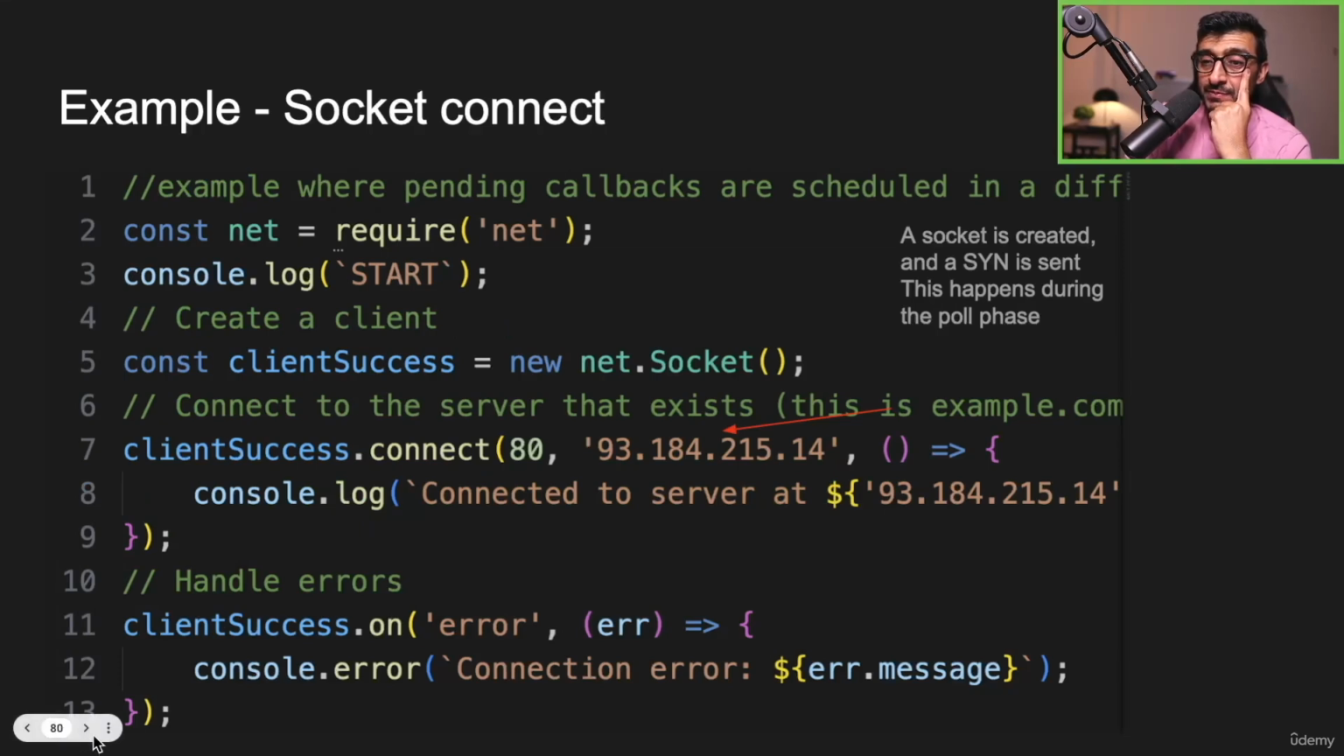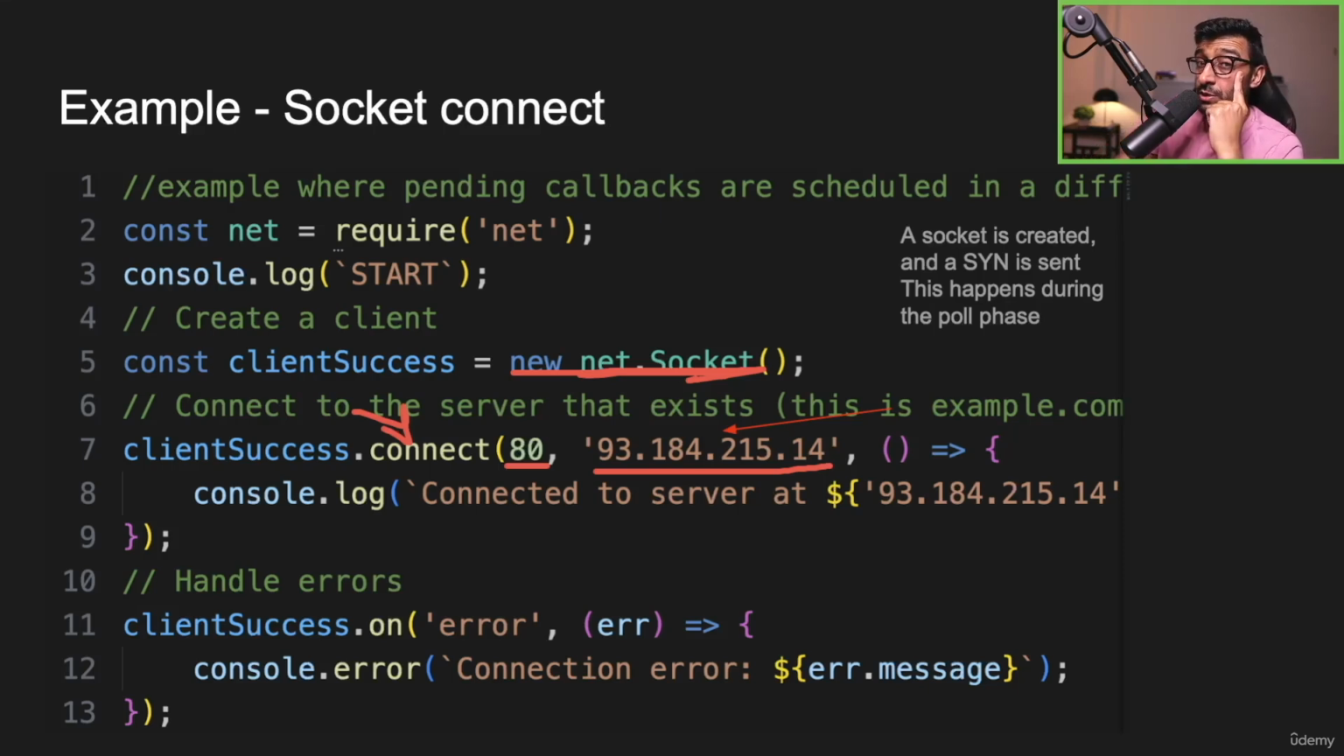So another example is socket connect. I am a client, and I'm gonna connect to a server. This is example.com, this is the IP address, and this is the port. So what is happening here is we're going to create the socket. The actual object is empty, so this can be done in the initial phase. There's no IO here, no IO at all. The IO is always deferred to the poll phase, so this will happen in the poll phase.